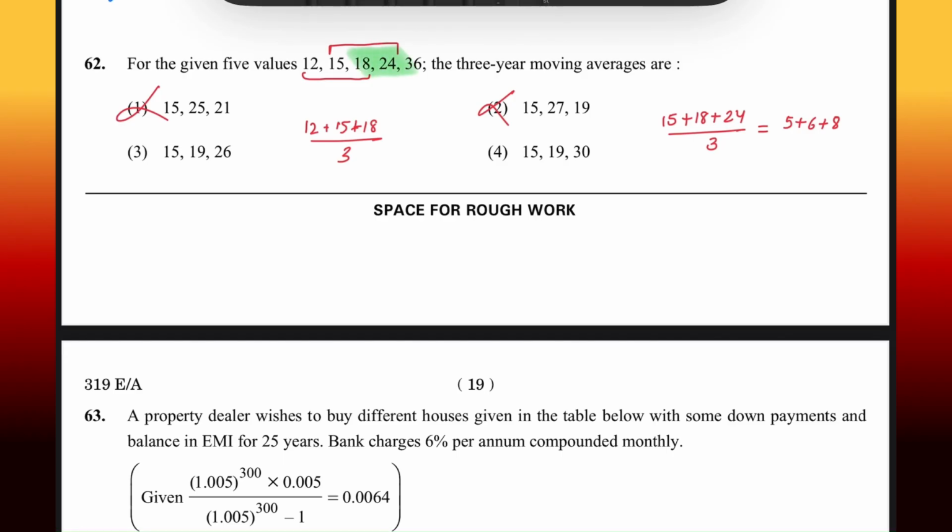So the last 3-year moving average is 18 plus 24 plus 36 divided by 3. If you divide by 3, you get 6 plus 8 plus 12, which is 26. So option 4 is incorrect. Option 3 must be the correct answer. So an easy question from index numbers and time series, where you have to find moving averages.